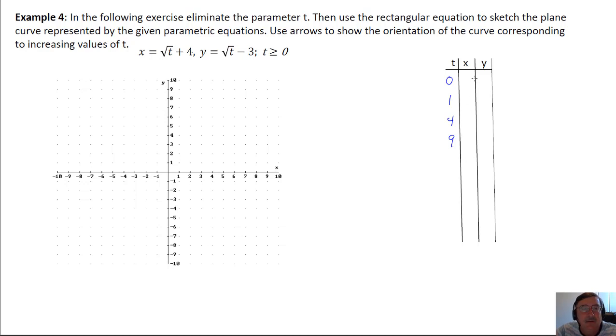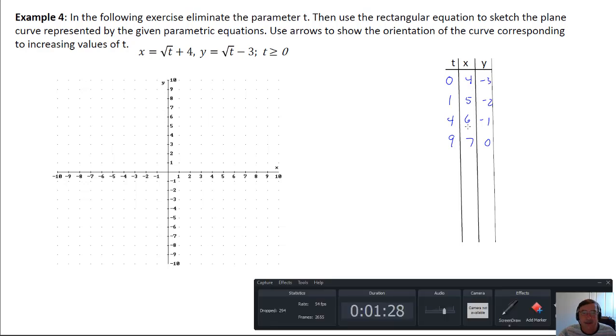So when t is 0, x is 4, y is -3. When t is 1, we're going to get x is 5, y is -2. When t is 4, we're going to get 6 and -1. And when t is 9, 7 and 0. So we'll go ahead and plot those points and show the direction of the curve here.